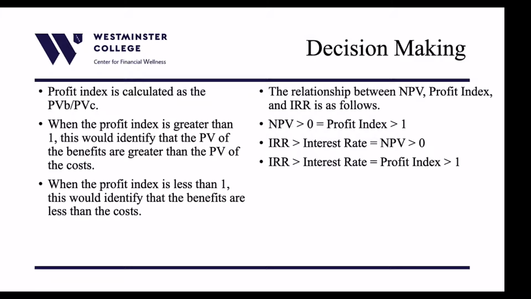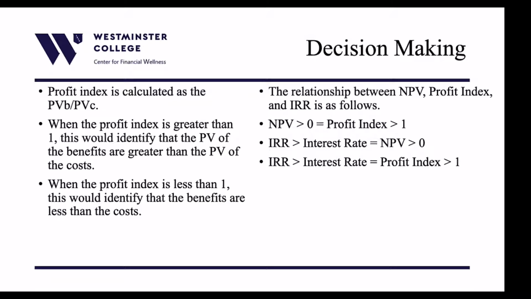Another piece of decision-making in finance is the profit index. The profit index is calculated as the present value of the benefits over the present value of the cost. This is present value of future cash flows over the initial investment. When the profit index is greater than 1, this would identify that the present value of the benefits are greater than the present value of the cost, meaning you should do it. When the profit index is less than 1, this would identify that the benefits are less than the cost, meaning you should not take on that investment.